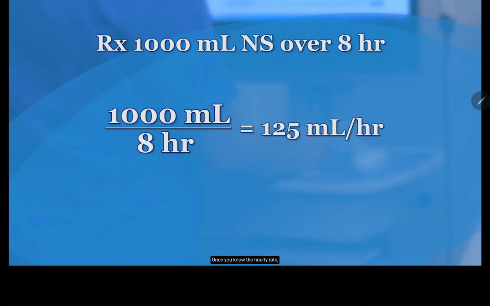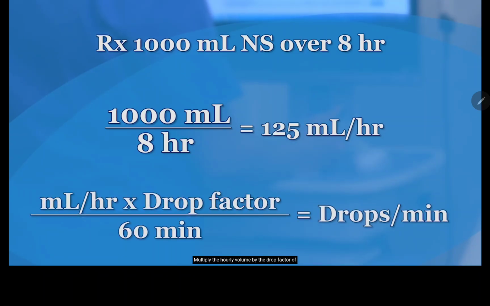Once you know the hourly rate, you can calculate the drops per minute. Multiply the hourly volume by the drop factor of the infusion set and divide that number by 60, because there are 60 minutes in an hour. Drip rates are rounded up or down to the nearest whole number.